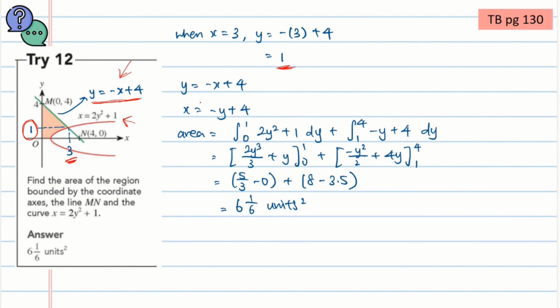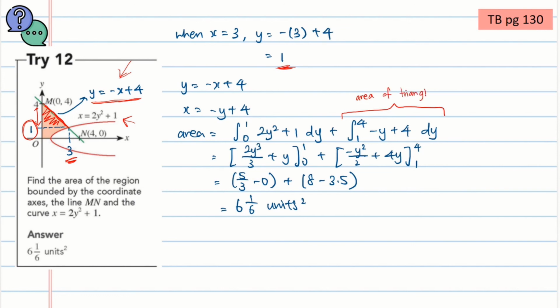Then y is equal to negative x plus 4. That means that if I make x the subject, I will have x equals negative y plus 4. Why do I make x the subject? Because if you recall earlier on, I wanted to integrate the line over here from 1 to 4 in order to find out the area of the triangle. This is the part that I'm getting at over here. So this is the area of the triangle.